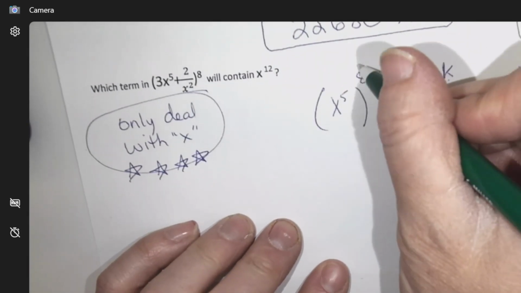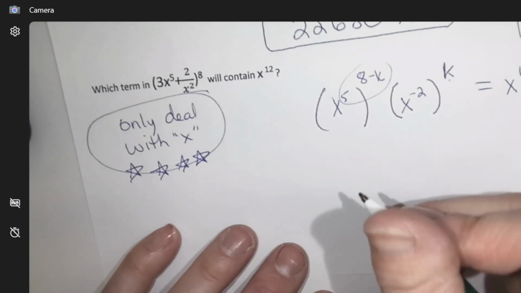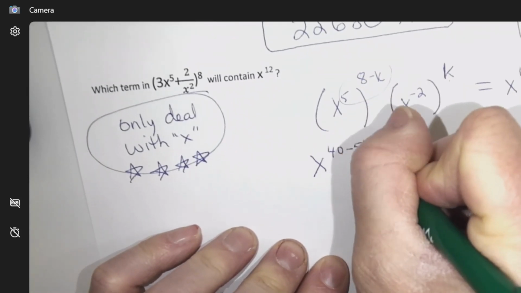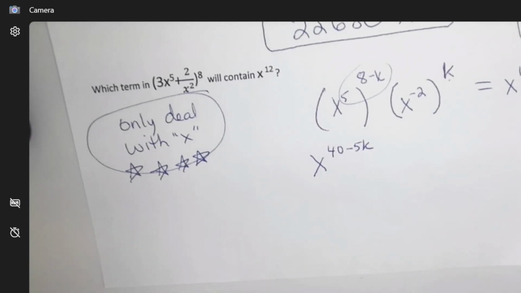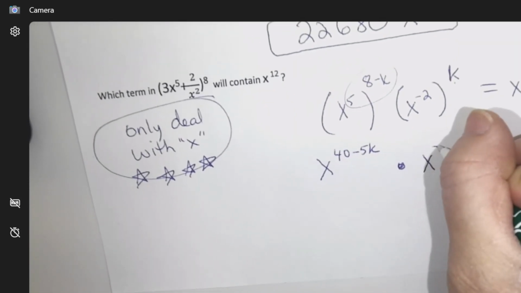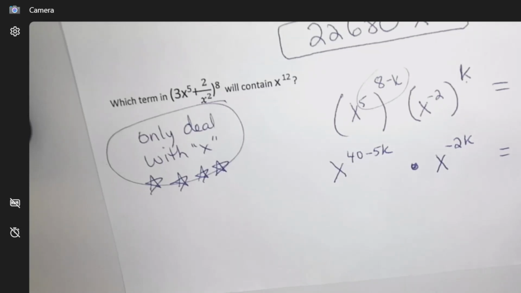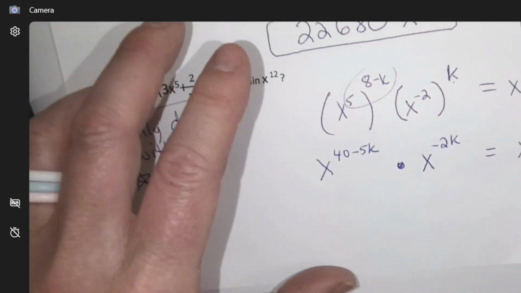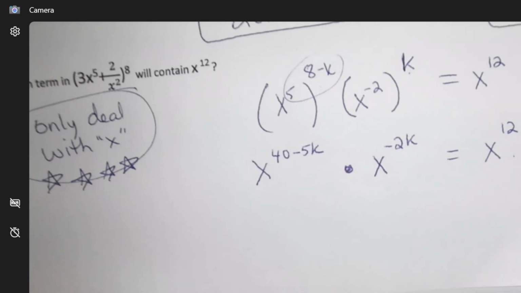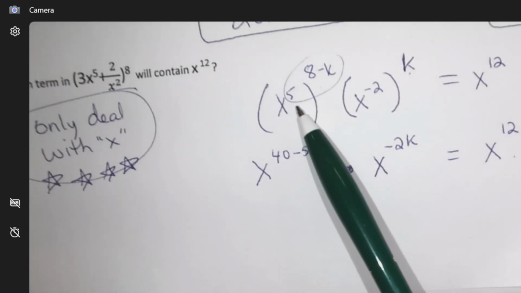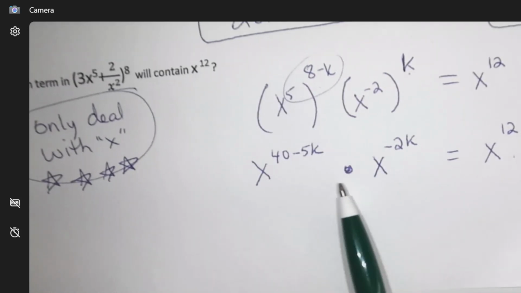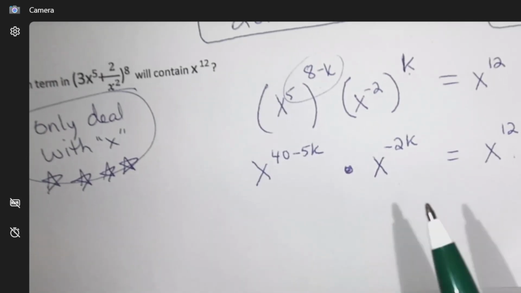Okay, so here we go. We have to multiply that. So x to the 40 minus 5k times an x to the negative 2k. Okay, what do you do when you have a multiplication? Now you have to add the exponents. So exponent to an exponent you multiply, and then in this, right, you add the exponents.